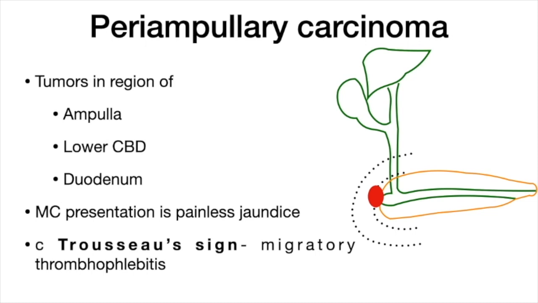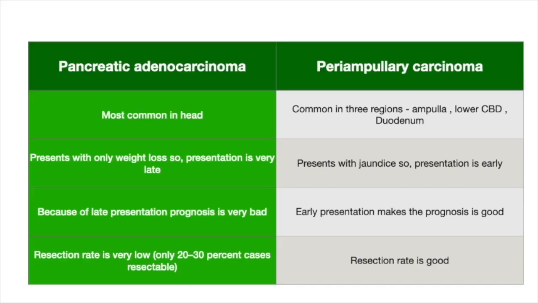So let us see just a differentiation between pancreatic adenocarcinoma and periampullary carcinoma. Pancreatic adenocarcinoma is most commonly seen in the head, but periampullary carcinoma, as I said, is seen in the ampulla, lower CBD or duodenum. In pancreatic carcinoma, they present with only weight loss, so the presentation is very late. And in periampullary carcinoma, the patient may present with jaundice, so the presentation is early. Because of the late presentation, the prognosis is very bad in pancreatic carcinoma, but it is favorable in periampullary carcinoma.